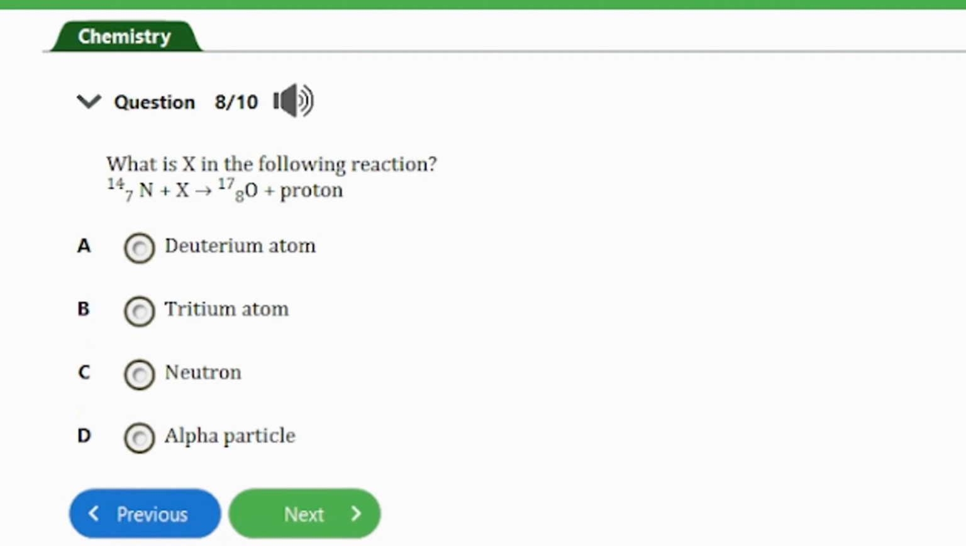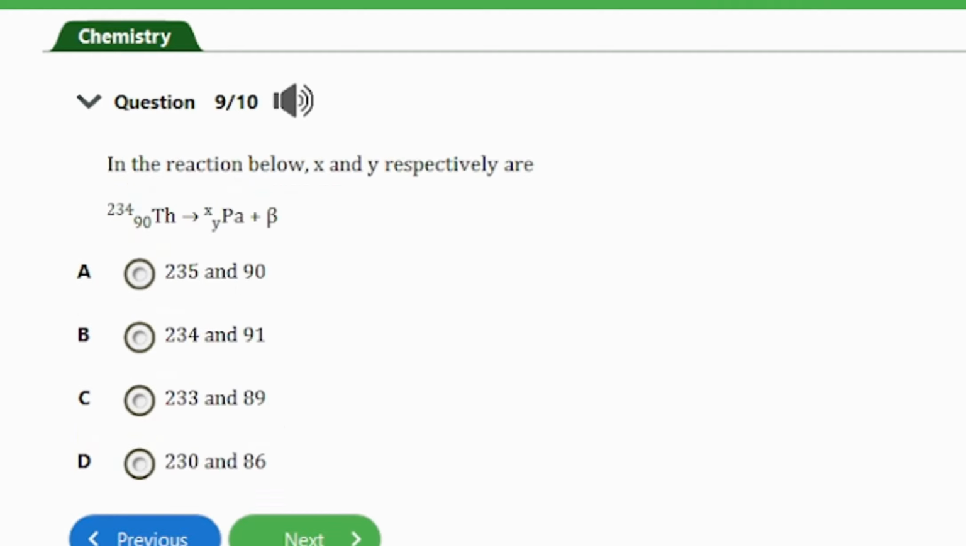Question number 8. It says, what is X in the following reaction? So guys, we've already answered this question before now, and I believe you already know the answer to this question already, and that's option D here, alpha particle. So let's look at the next question. In the reaction below, X and Y respectively are. So guys, for us to solve this, we're going to solve this together. We want to know what X and Y are.